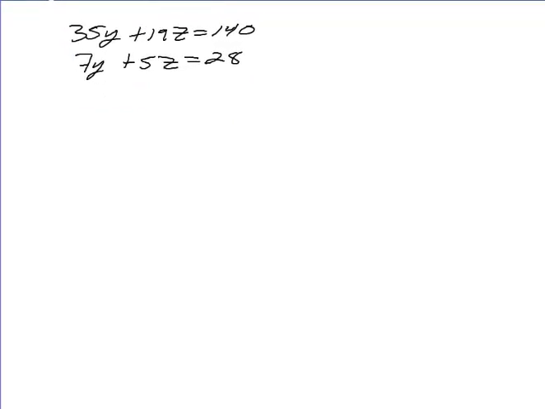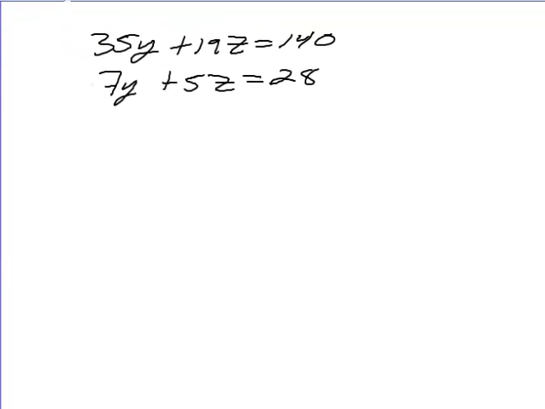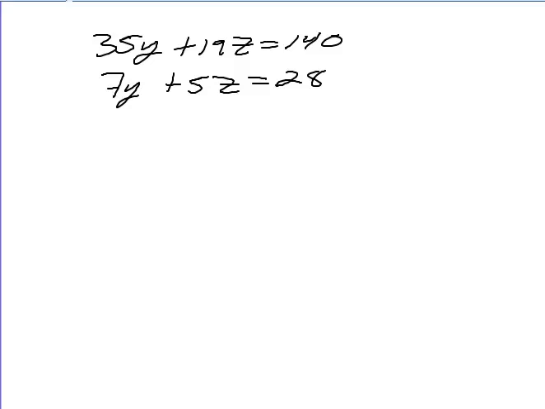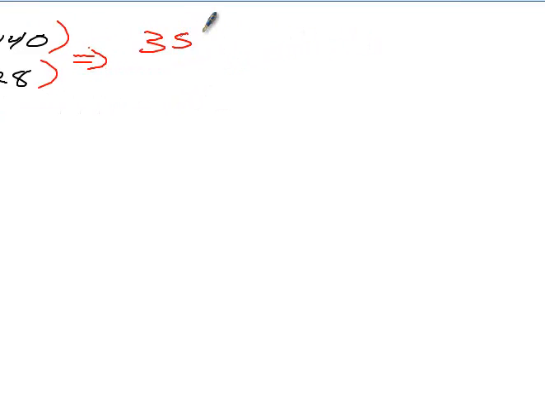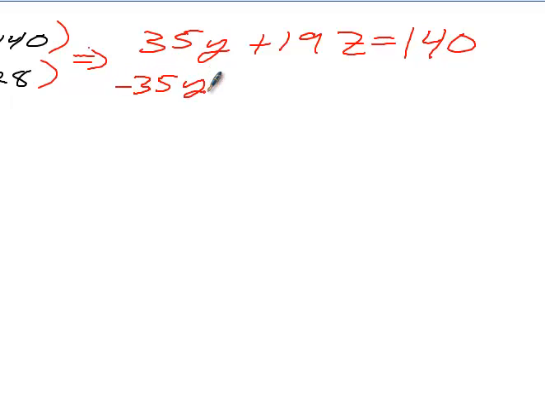So from here, right, which variable do you want me to remove? Y or z? Y will be easier, so I'll do y. Multiply the top by 1, the bottom by a -5. So that's going to get us 35y plus 19z equals 140. And then distribute on the bottom, and you're going to get -35y minus 25z equals -140.